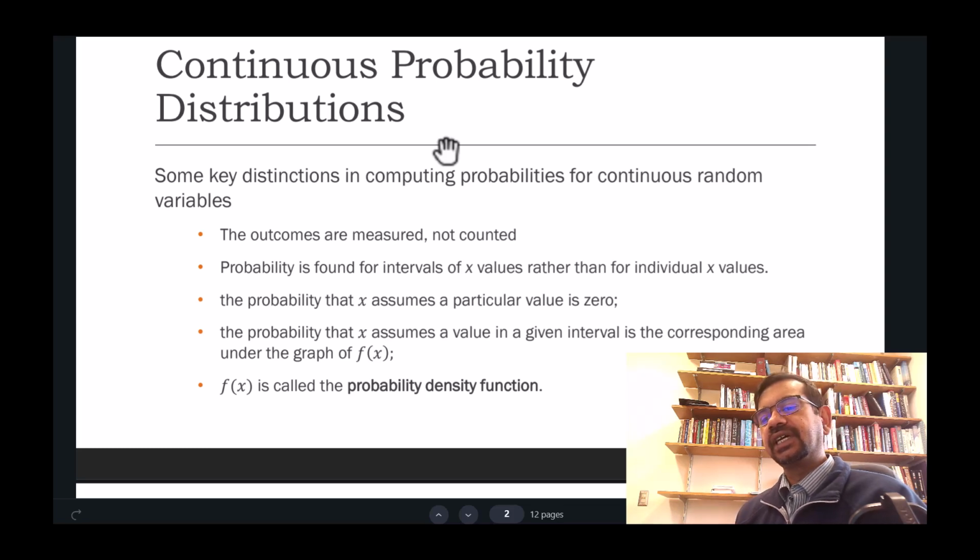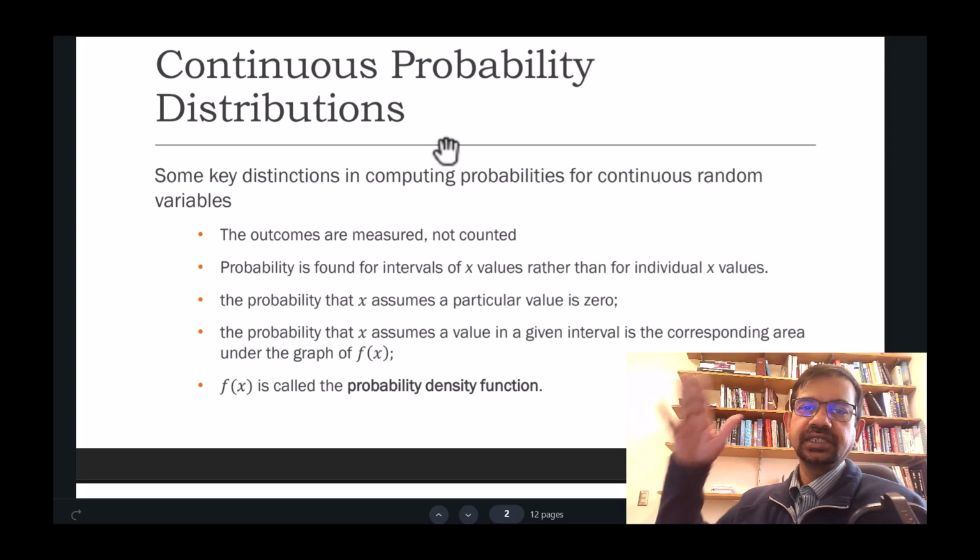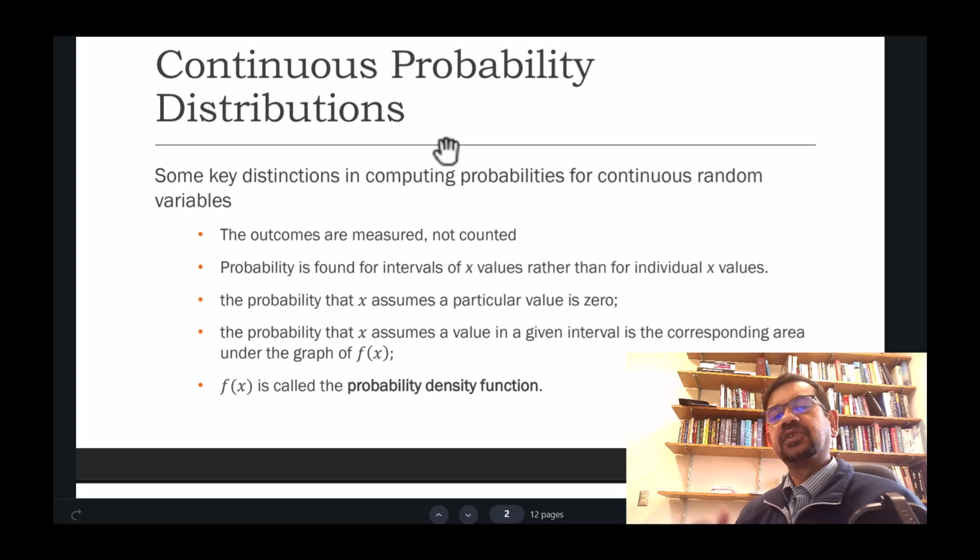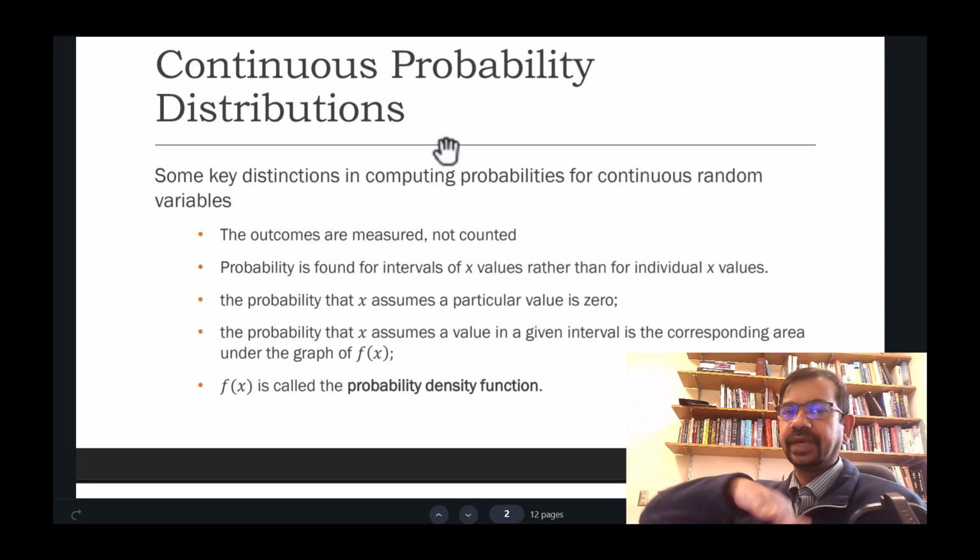Then the probability that x assumes a value in the interval is essentially given by the area under the curve f(x). f(x) is what we will call the probability density function. So the probability density function will plot the space of probabilities. One of the most common distributions that we have seen is the bell-shaped curve or the z-curve. The probability of the value of x happening in any interval will be given by the area under the f(x), or the probability density curve.